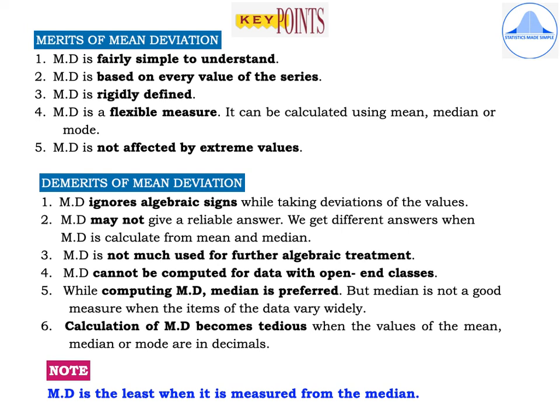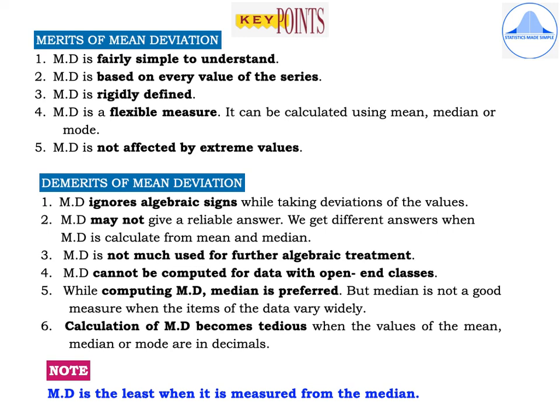There are more demerits of the mean deviation. First is that the mean deviation ignores the algebraic signs while taking deviations of the values. This means that while calculating mean deviation, we are using the modulus function or the absolute sign, which makes all the deviations positive. Therefore, it ignores the negative signs of the deviations.